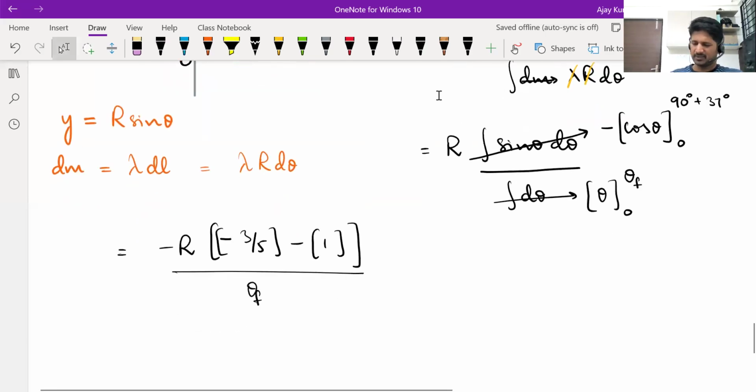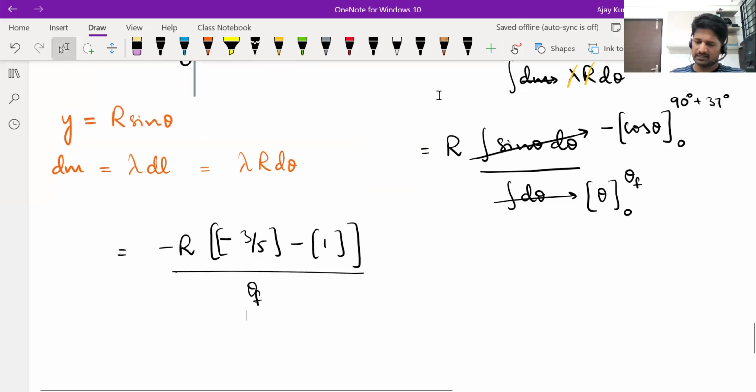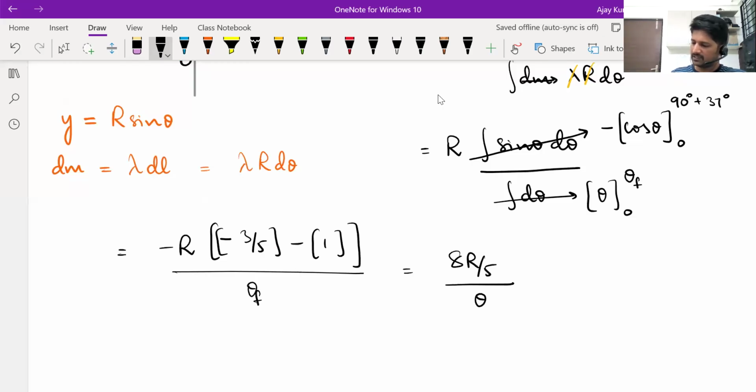Okay, yeah, this part is slightly difficult here. Maybe if I had given 30 degrees, it would have been easier, but let it be, not an issue. Minus 3 by 5 minus 1 is minus 8 by 5. Minus minus gets cancelled. Numerator is 8r by 5 divided by that final angle is still there. In radians, you have to substitute.